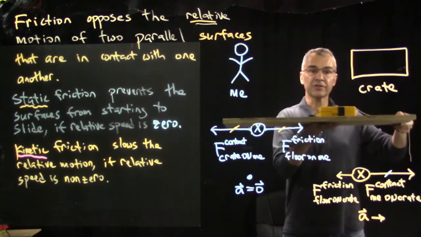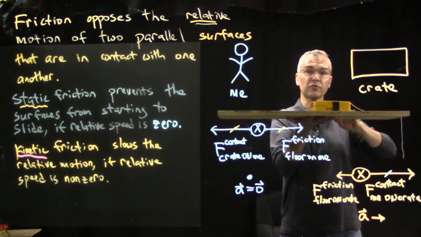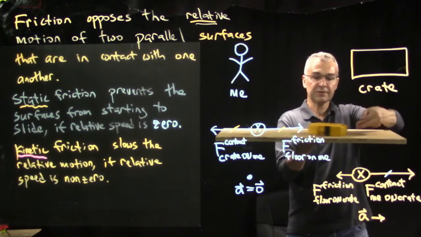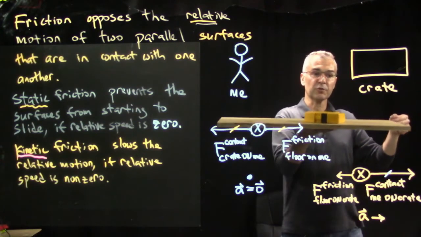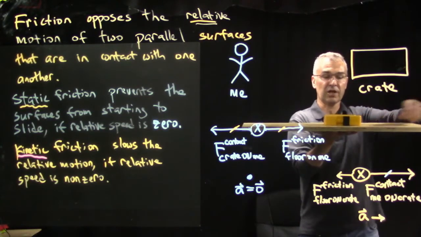The other kind of friction is kinetic friction, and that tends to slow the relative motion of two surfaces that are moving with respect to one another. If I give this box a little shove, it doesn't just continue forever the way it would if it were on an air hockey table or on an ice rink. It stops after a while.